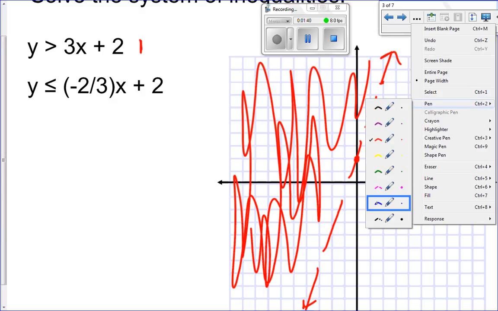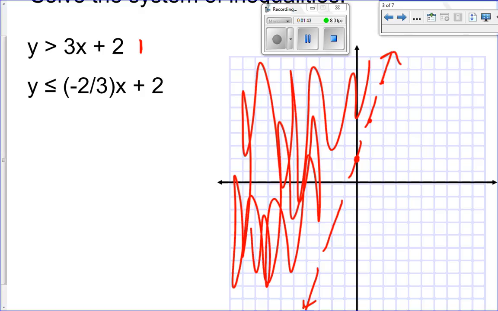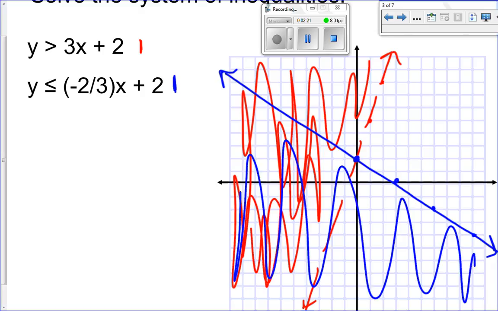All right, now I'm going to look at my second equation. My second equation is y is less than or equal to negative 2/3 x plus 2. So I'm going to do this one in blue. So the y-intercept's at 2, and the slope is negative 2/3. So I'm going to go down 2 and to the right 3. And this inequality sign is less than or equal to, so the equal to tells me I'm going to make my line solid as such. And then the inequality sign says less than or equal to, so it's everything below the line.